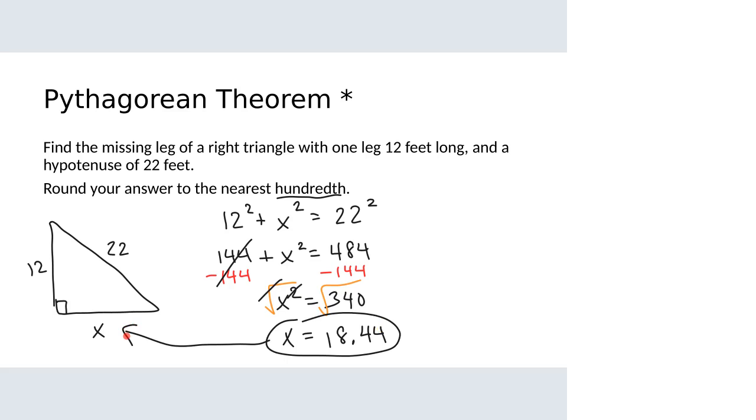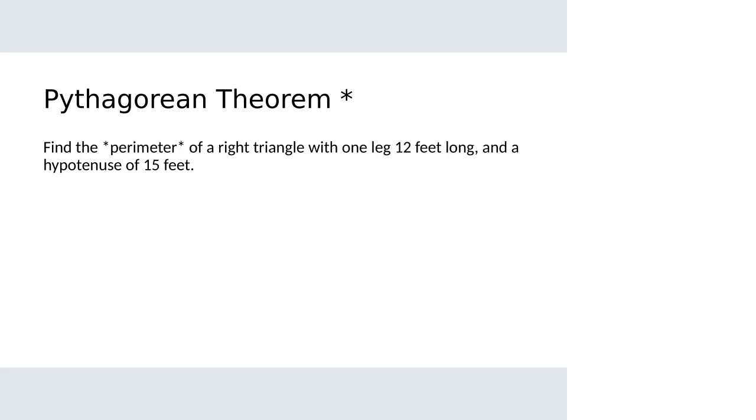I'm going to have you try another Pythagorean theorem question that's a little bit different. You might see this as a trick question, but we're doing it together and we're going to talk about it. So I don't think I'm going to allow you to call it a trick question anymore. What this one says is find the perimeter of a right triangle with one leg 12 feet long and a hypotenuse of 15 feet. So we're told a bunch of things here.